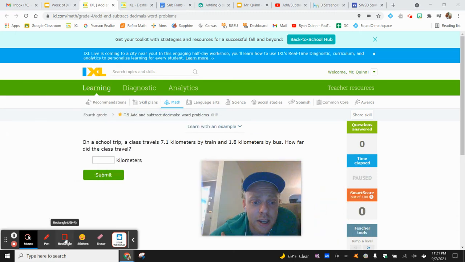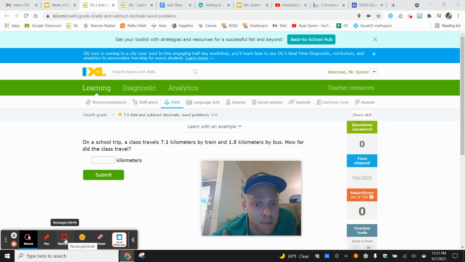And we can take a look here at this first question. We're not solving it. I'm not worried about getting the answer to this question. We are just worried about looking for the key math action word. This says, on a school trip, a class travels 7.1 kilometers by train and 1.8 kilometers by bus. How far did the class travel? So, how far did the class travel?